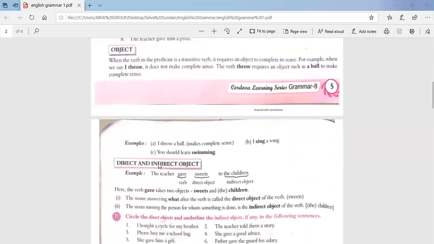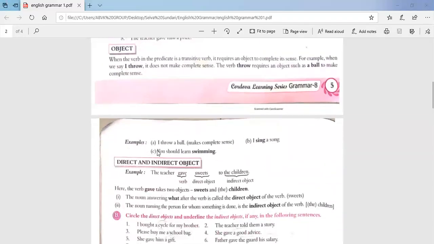So the next one is example, I throw a ball. So that makes a complete sense. So object is a ball. What do I throw? I throw a ball. I sing a song. What do I sing? A song. So that is a object. You should learn swimming. What I should learn? You should learn swimming. Swimming is a object. Now objects are divided into direct object and indirect object.